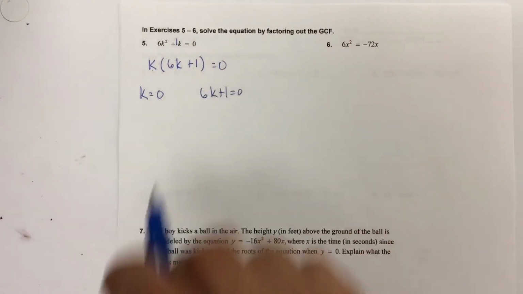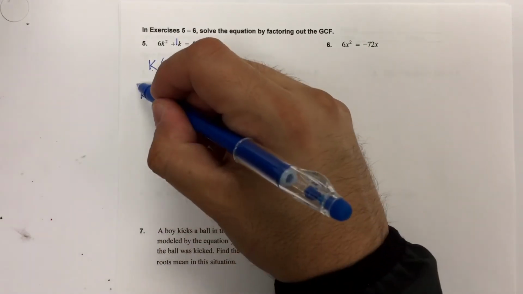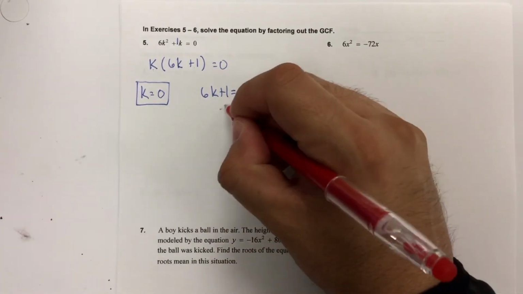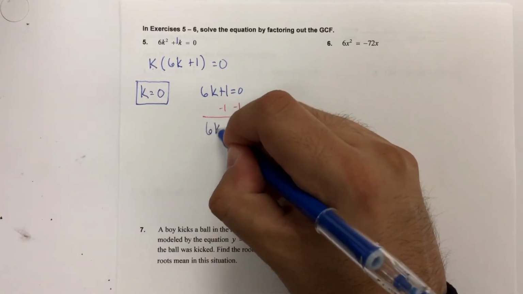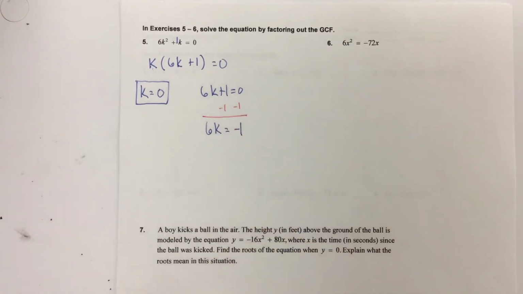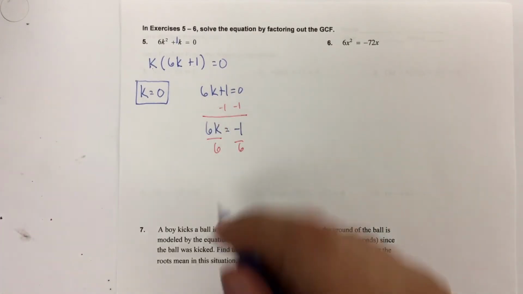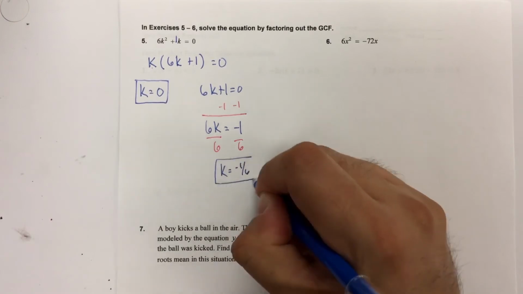And now we're going to solve it. If you take a look, the first one, k equals 0, is solved. There is no addition or subtraction or division that we need to take care of. But for the second one, 6k plus 1 equals 0, we're going to subtract 1 from both sides. So we get that 6k is equal to negative 1. And then here we're going to divide both sides by 6. K equals negative 1/6.